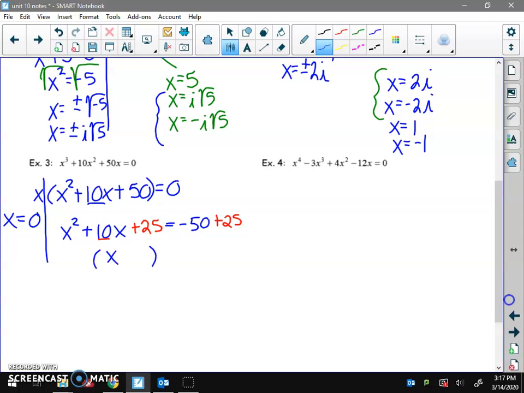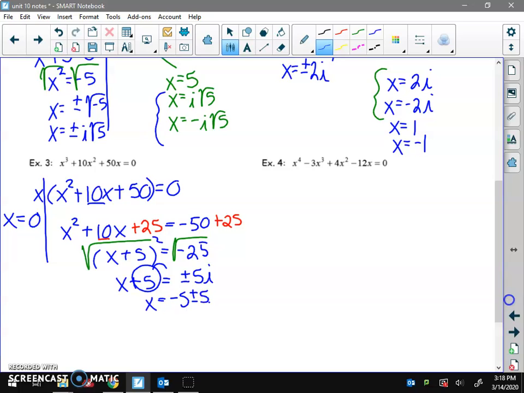Over here, when I write it as a square, it's x plus 5 squared. And over here, it's negative 25 on the right. Take the square root of both sides. The square and the square root undo each other on this side. They're inverses. So x plus 5 equals, and the square root of negative 25 is plus or minus 5i. So sending that 5 over from the x, it's going to be x equals negative 5 plus or minus 5i.